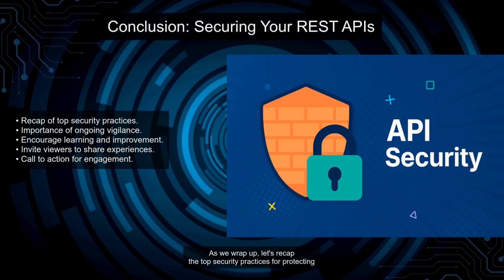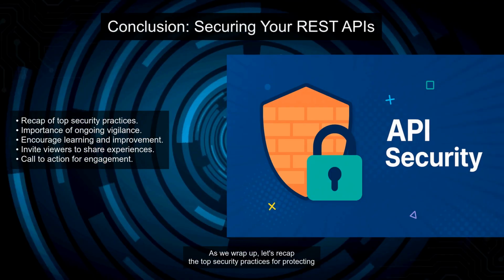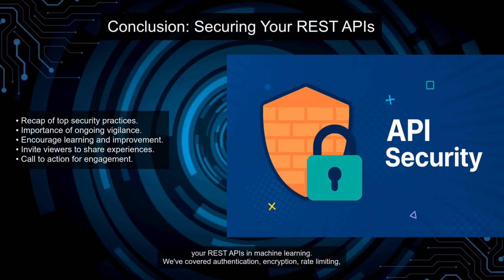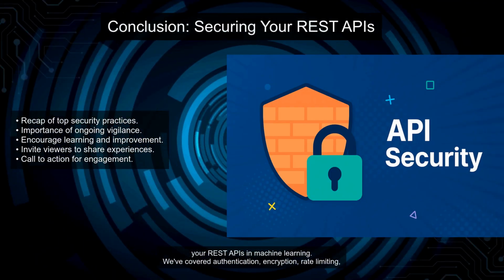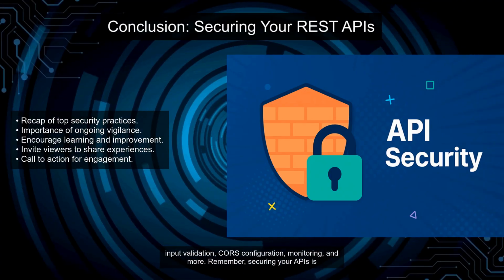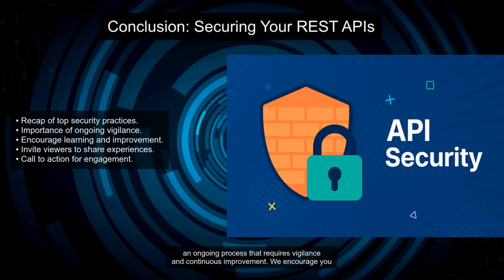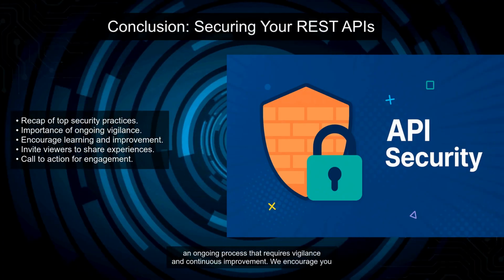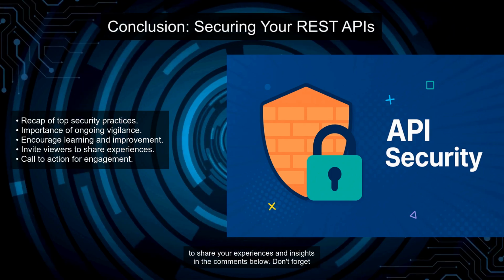As we wrap up, let's recap the top security practices for protecting your REST APIs in machine learning. We've covered authentication, encryption, rate limiting, input validation, CORS configuration, monitoring, and more. Remember, securing your APIs is an ongoing process that requires vigilance and continuous improvement.